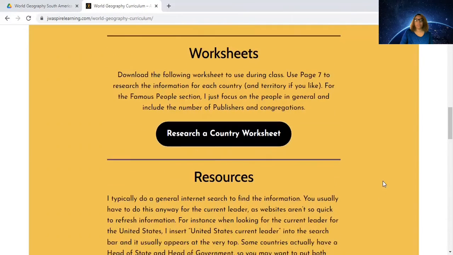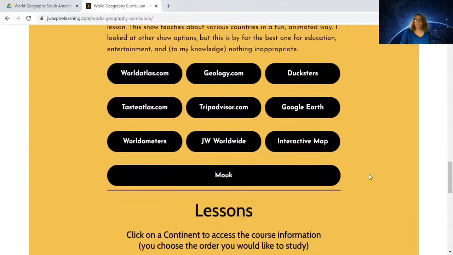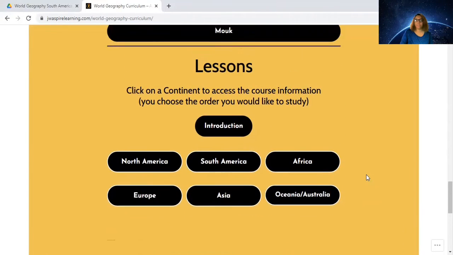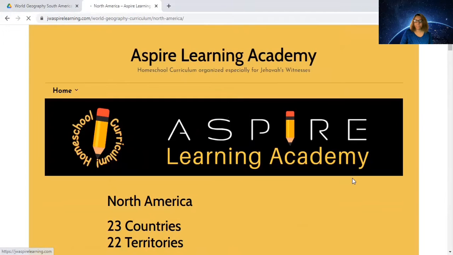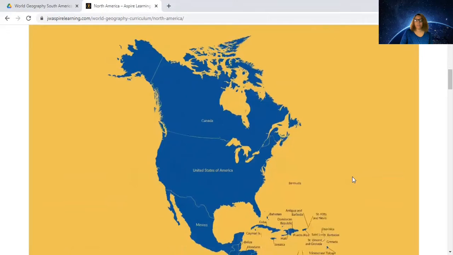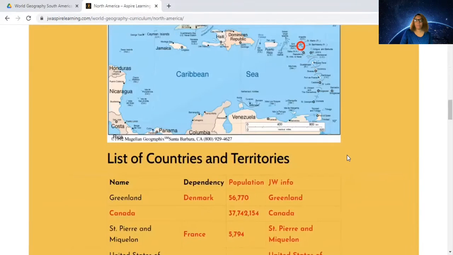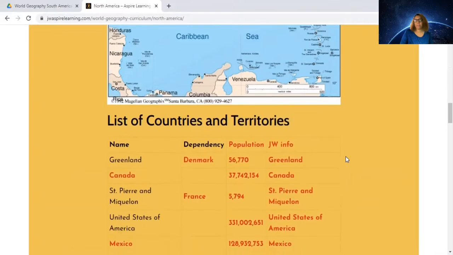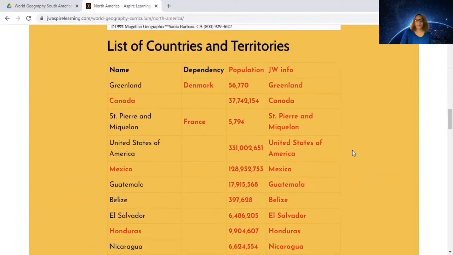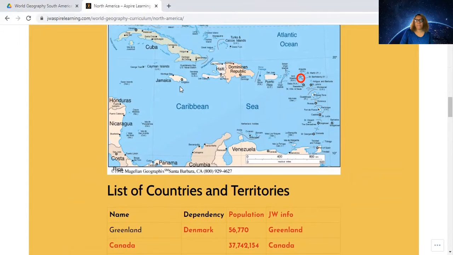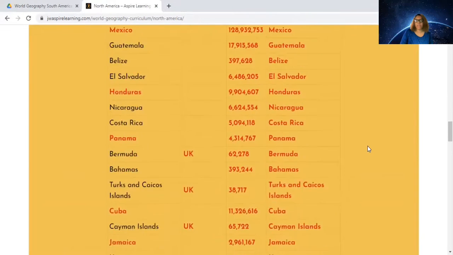I am going to go down, and if you are already on a lesson, the link to that worksheet is also on there. So just download it once, print however many you need. But we're just going to do North America right now. And let's go down to, you see I have the map, even a bigger map of the Caribbean, because you can't see it on the bigger map there. And I want to actually go to a country in the Caribbean, Jamaica, for several reasons.